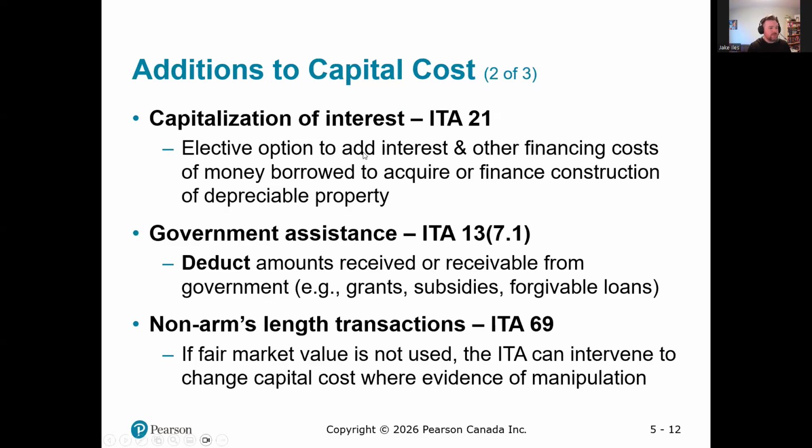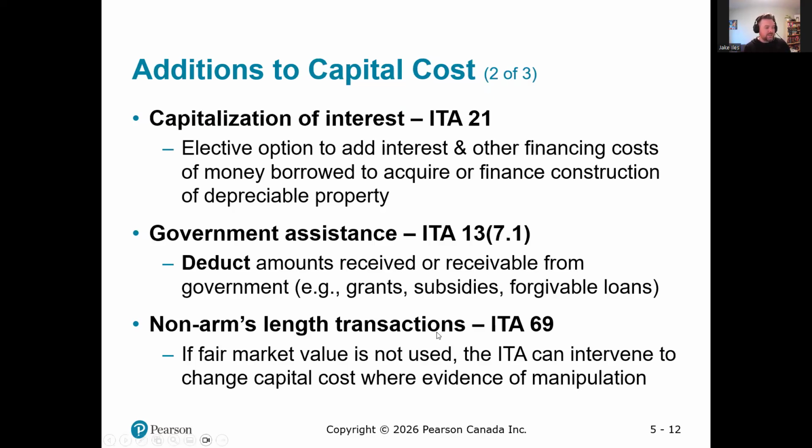Capitalization of interest: an elective option to add interest and other financing costs acquired to finance construction. So when you're building a structure, it might take some initial funding, and then it takes a while for the building to be completed. So let's say it takes 8 months for your new manufacturing facility to be constructed. So for 8 months, we're paying interest on a loan to purchase a property that we can't use. And so you can have the choice to capitalize that interest. But if you capitalize the interest, you're just adding it to the CCA. So you're going to slow down the rate at which you can expense it. For this purpose, most business owners usually just expense the interest as it's incurred instead of including it in capitalization.